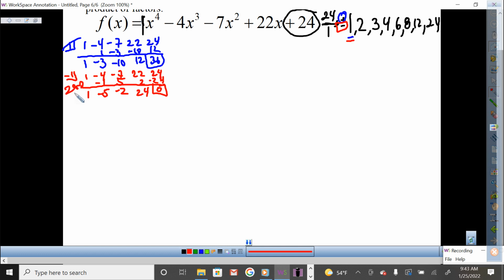Okay, so look up though. Check this out. We started with an x to the 4th, so what do we have now? X to the 3rd minus 5x squared minus 2 plus 2x plus 24. Wait a minute, didn't we do these yesterday?